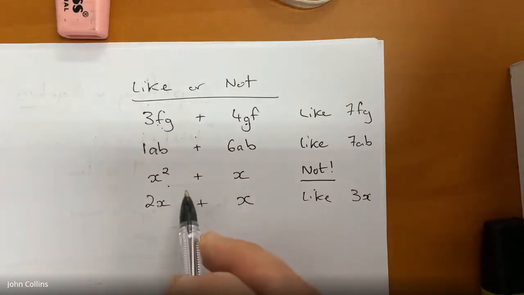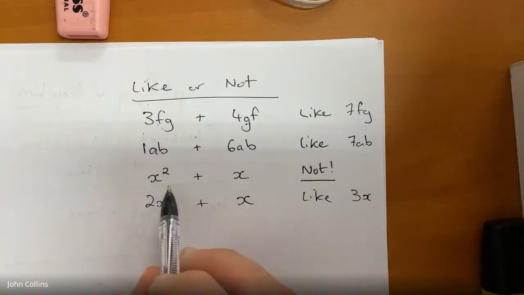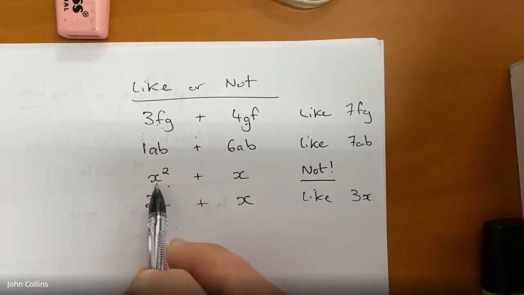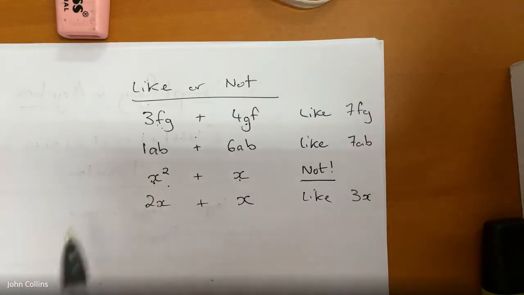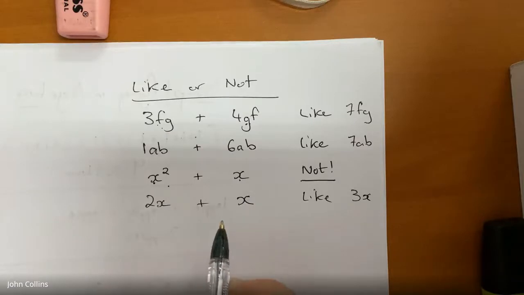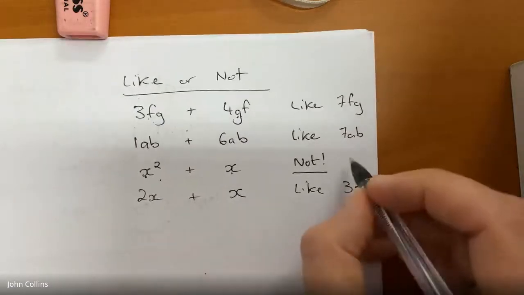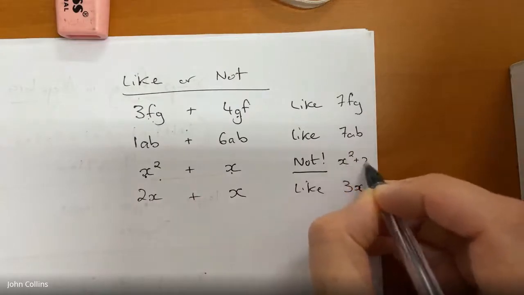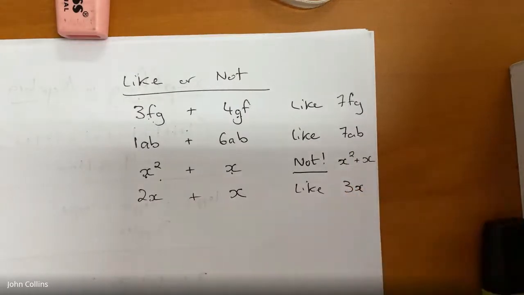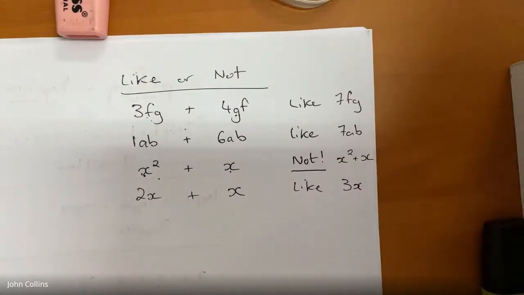Now, that doesn't go together because x times x, if x was 10, that would be 10 times 10, which is 100, plus just 10. So they are not like terms. If you were to add them together, they just form what they are, x squared plus x. They are what they are. They can't be shoved together in this case.